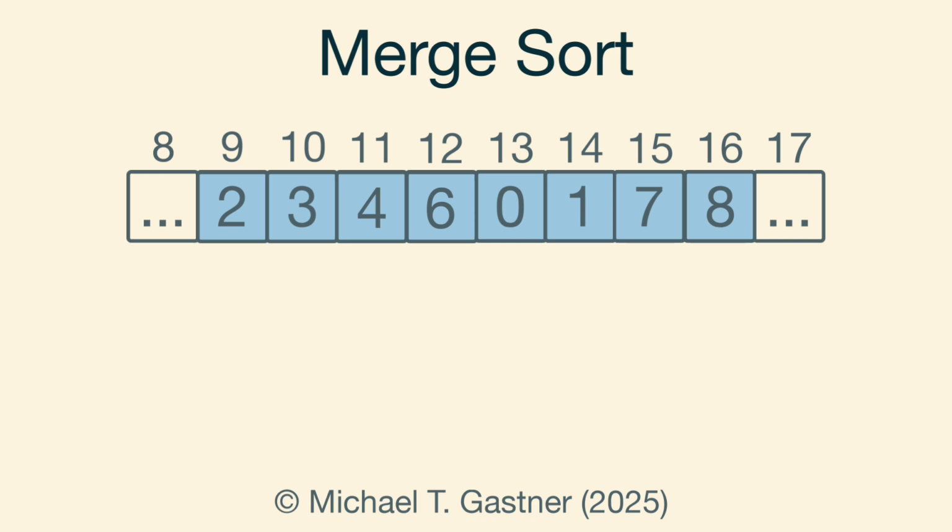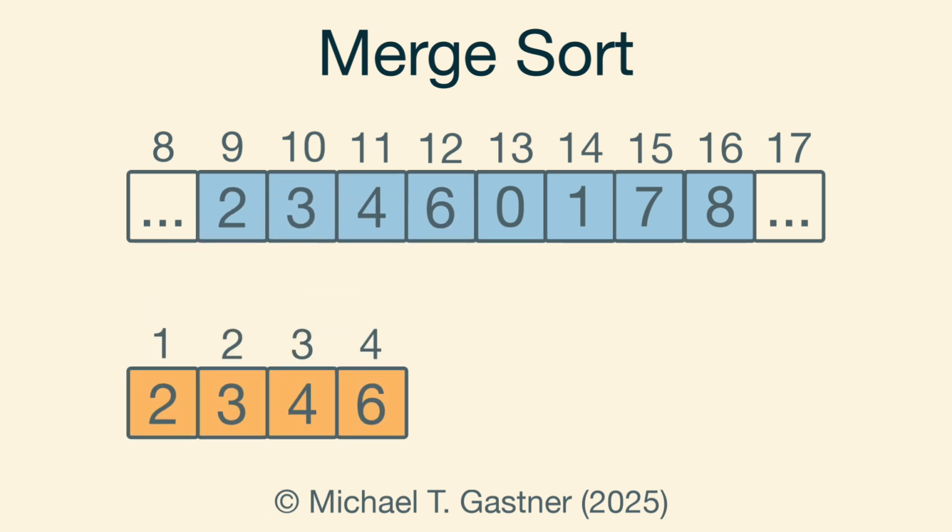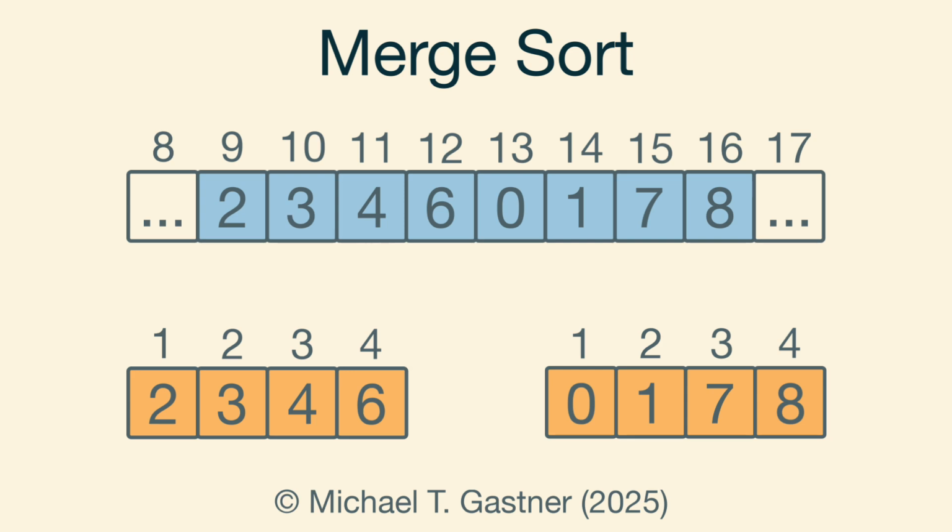The first subarray consists of 2, 3, 4, and 6, while the second subarray contains 0, 1, 7, and 8. These subarrays occupy contiguous sections of a larger array A, from indices 9 to 16. We'll refer to the left subarray as L and the right subarray as R. The process of merging L and R replaces the corresponding elements in A in sorted order.